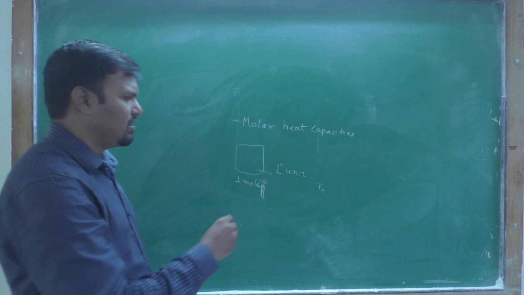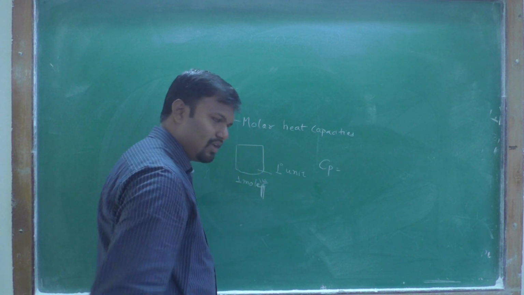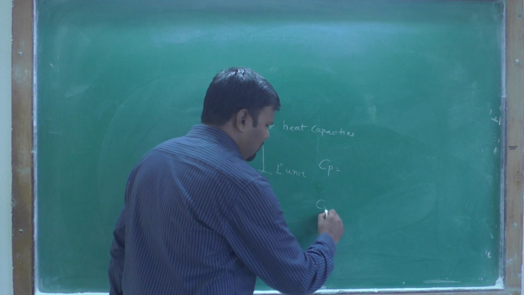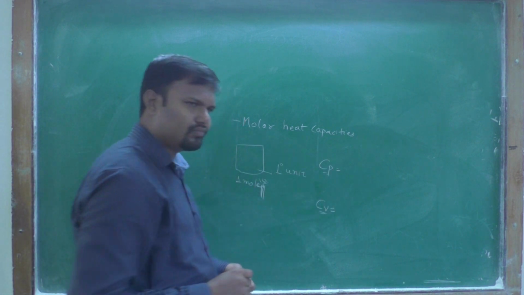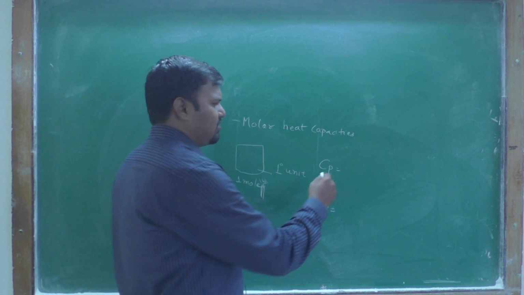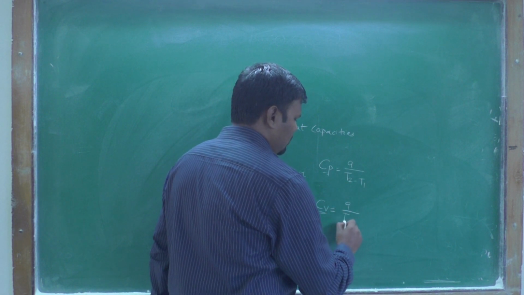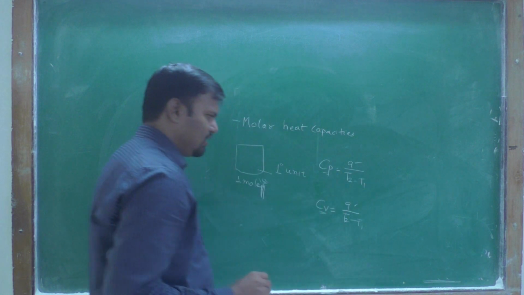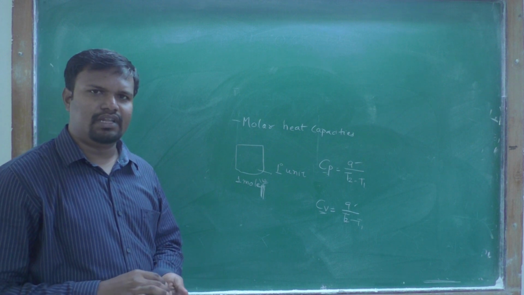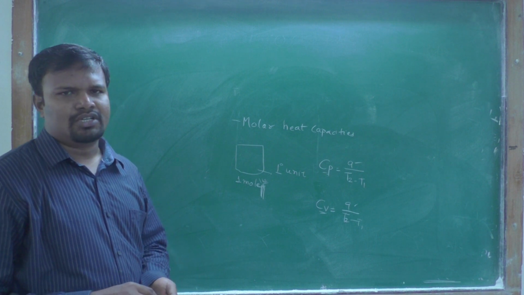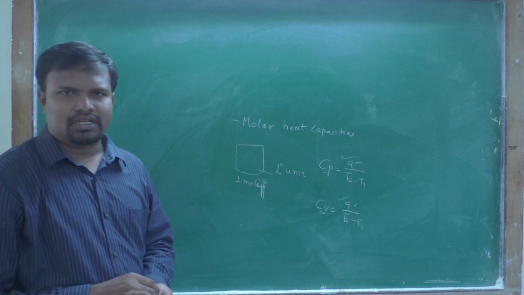At constant pressure, we denote molar heat capacity as Cp, and at constant volume we denote the molar heat capacity as Cv. It can be given by the formula Q upon T2 minus T1. Q is the change in heat during the 1 degree temperature increase.